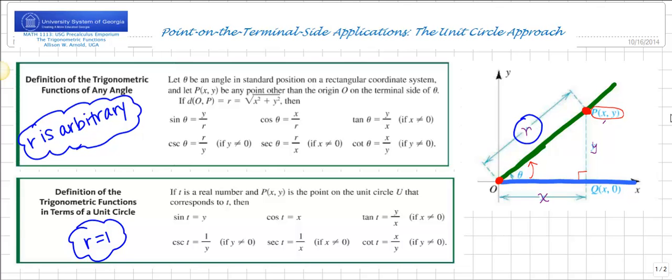Okay, and let's revisit the unit circle approach. Again, it's a convenient approach if you want to memorize ordered pairs around the unit circle in an attempt to memorize sine and cosine values. However, it's not necessary. R can be arbitrary, and the point P(x, y) can be any point on the terminal side of the angle other than the origin.